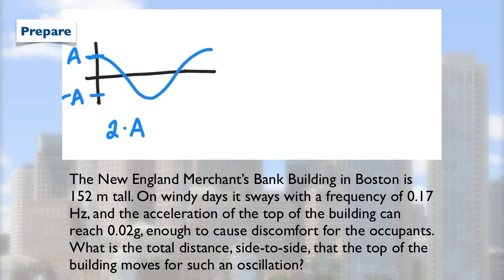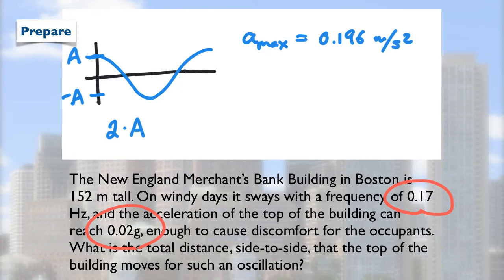Now, we're told that it sways with a frequency of 0.17 hertz, and we're told the acceleration is 0.02 g. Let's go ahead and calculate that out. The acceleration reaches 0.02 g, and let's just assume that's the maximum acceleration. So a max is equal to 0.02 times g, which is equal to 0.196 meters per second squared. And I think with that, we pretty much have everything we need to do our next step, which is to solve.